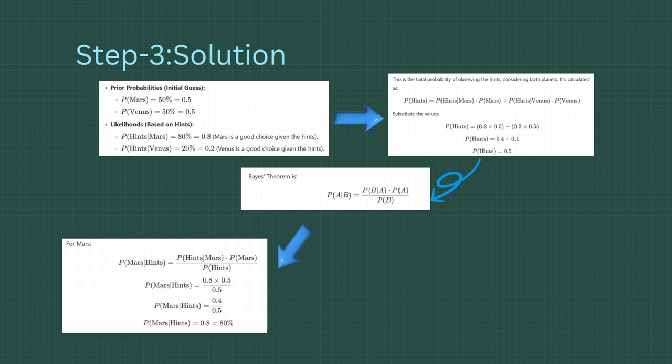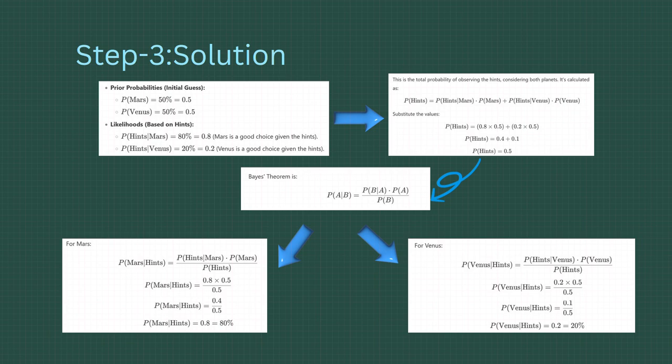First we will use Bayes theorem for Mars, where we have the probability of Mars based on hints, and the probability of hints on Mars. So we get 0.8, and for Venus we get 0.2 by using the Bayes theorem formula. So based on that, due to hints, we'll be using Mars as our priority to extend our research for humanity.